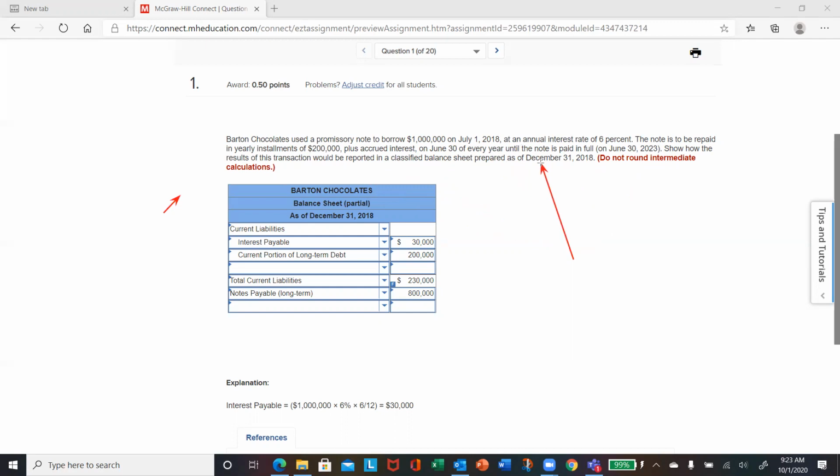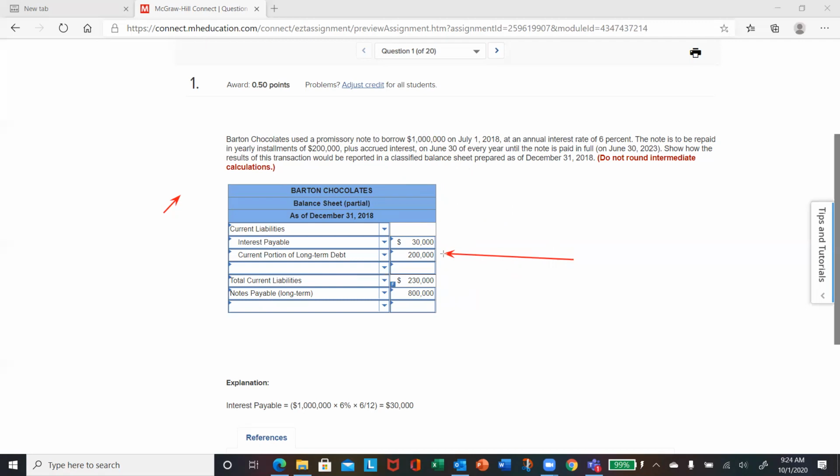So we're going to have two sections. We're going to have the current liability and of course the long-term liability. So of the $1 million, because $200,000 of that is going to be paid off in the current year, $200,000 of that will be put as a current liability, and then the other $800,000 will be put as a long-term liability. So this $200,000 and the $800,000, that's where they get the $1 million. But remember the $200,000, because it'll be paid off in the current year, that part will be considered current.